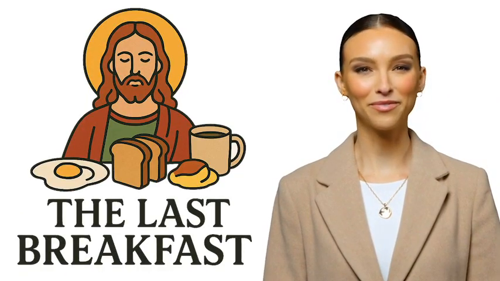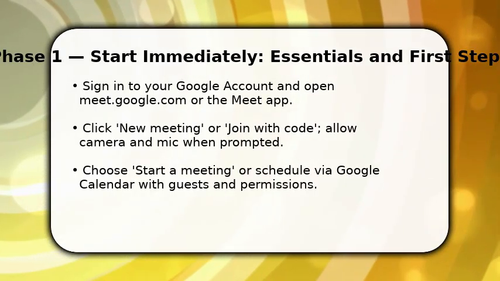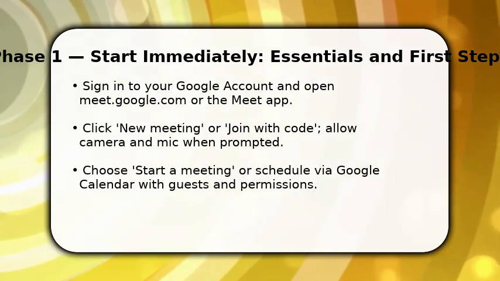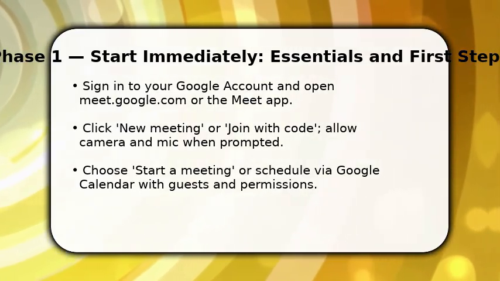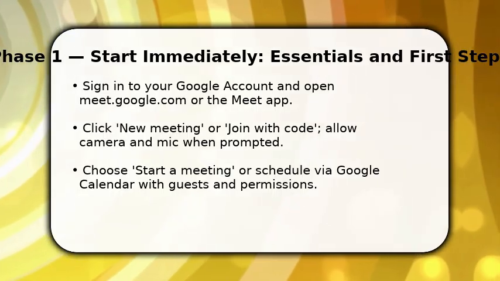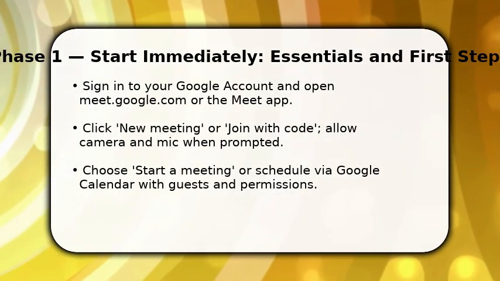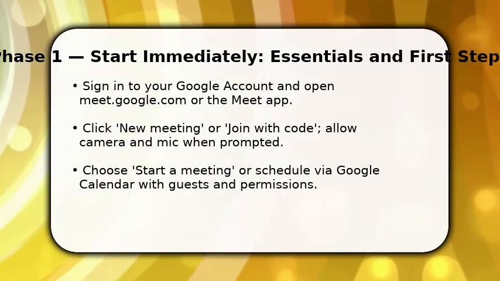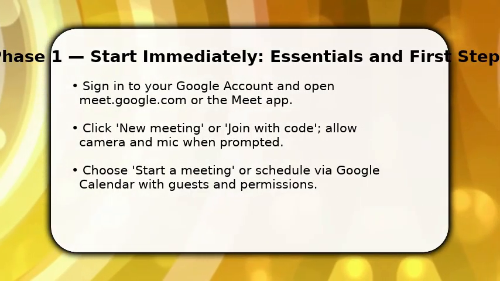Please enjoy the video. You begin by signing into your Google account and going to Google Meet. This authenticates your profile so meetings use the right account. Once done, click New Meeting or paste a meeting code. Make sure to allow camera and microphone access so participants can see and hear you.